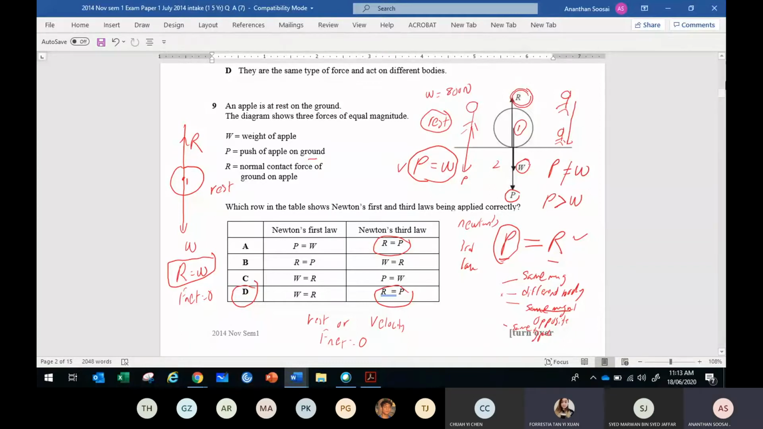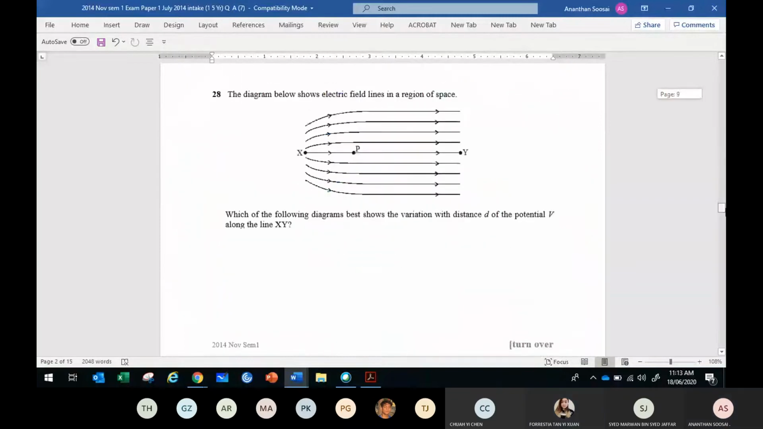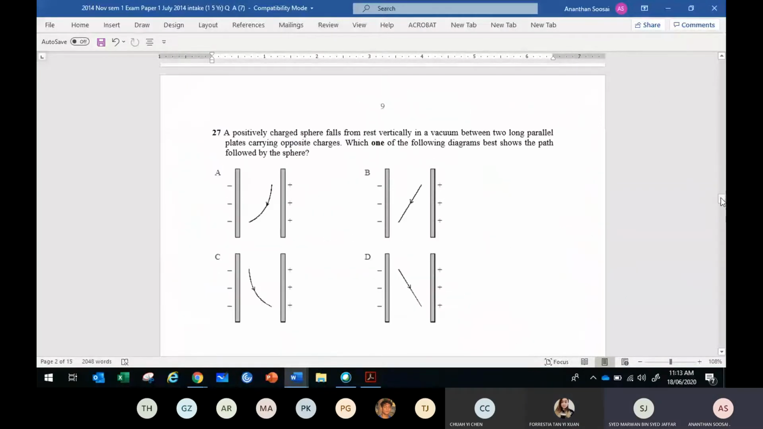Question 27. Okay, we go to 27. This is a very good question too. Those who haven't tried, give it a try. What's the answer for this? This is about electric field. Just recently we did this topic.